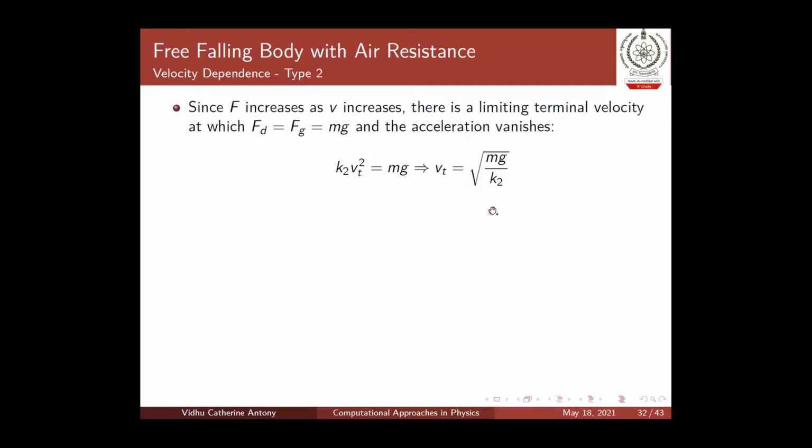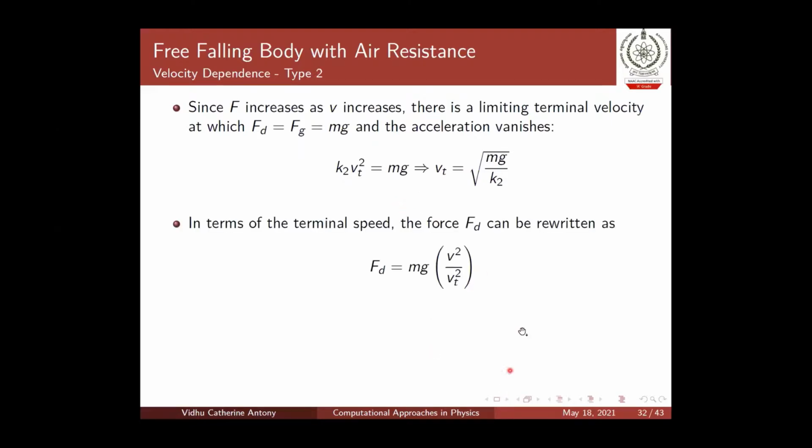You have a quadratic dependence that comes into the picture. So as F increases, your V increases, and there is this limited terminal velocity that you reach. After that, you do not go beyond that terminal velocity. Now, in terms of the terminal speed, what do you have?